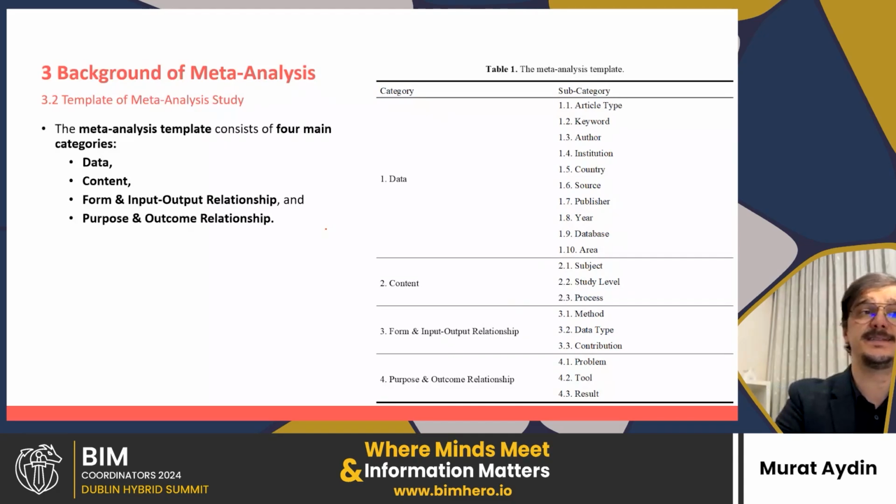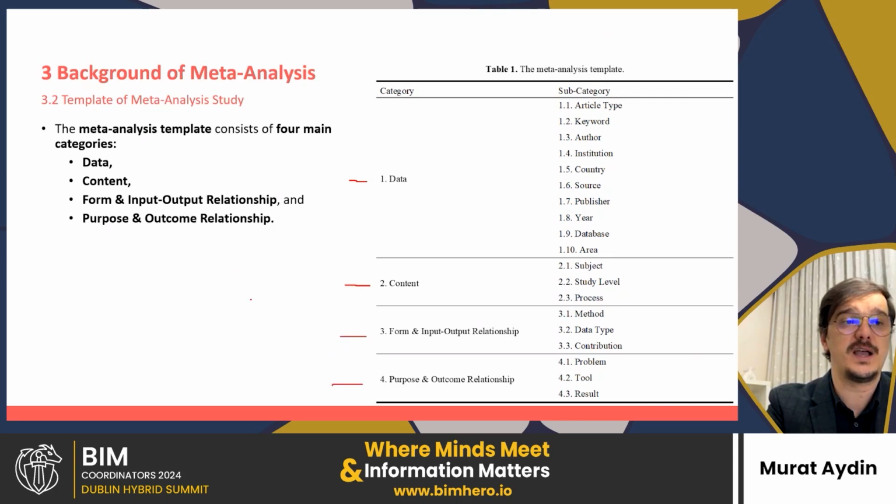The meta-analysis template consists of four main categories: data, content, form, input-output relationship, and purpose-outcome relationship. It was prepared with the help of the frameworks of similar studies, and each category was subdivided into subcategories to provide detailed information.